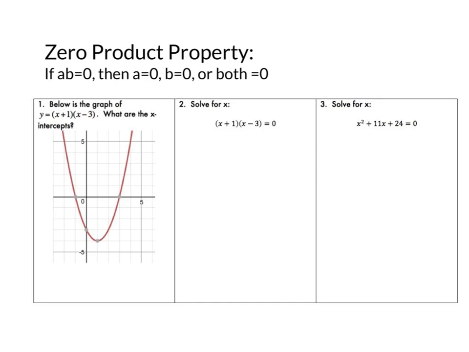So here's where we're going to tie this all up with a nice little bow. This is the zero product property. If you multiply two numbers, a, b in this case, and they equal 0, then a equals 0, b equals 0, or they both equal 0.